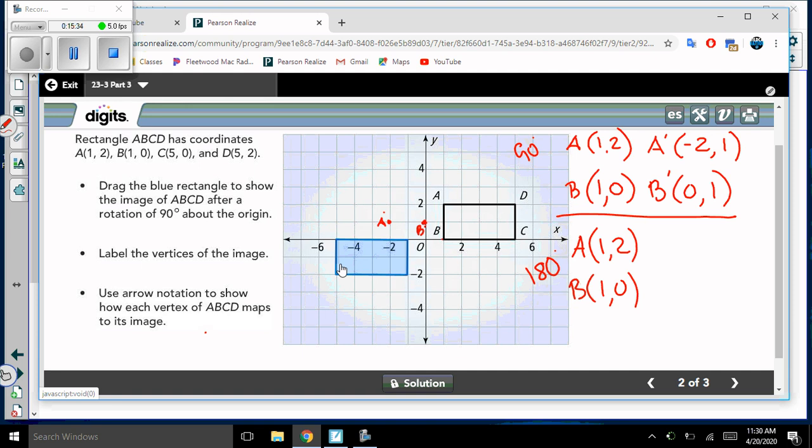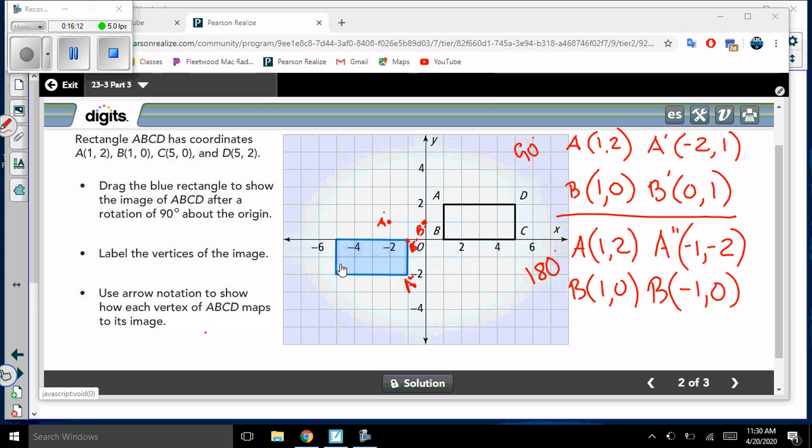So on my 180-degree rotation, once again, where are we at here? This would be B, in this case, B double prime. And this would be A double prime right here. So A double prime, which basically means you did two things, is going to end up at what? (-1, -2). And B double prime is going to end up at what? (-1, 0). So you should be able to potentially see some relationships between these numbers.